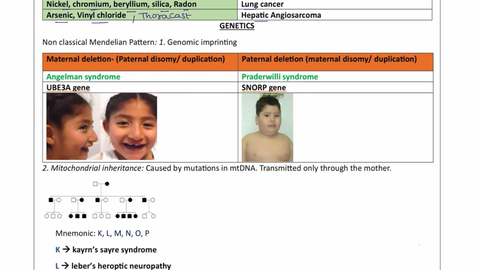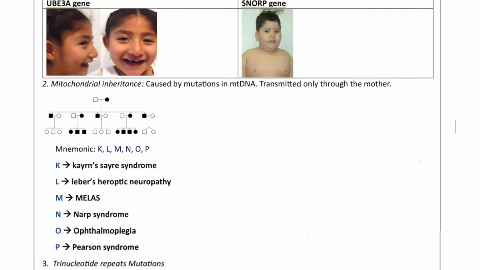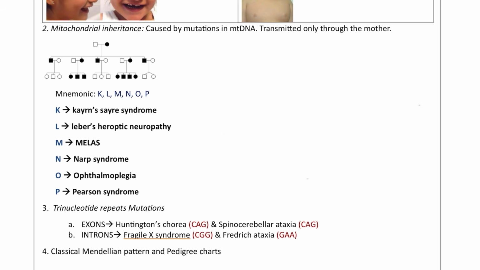Let's see some of the examples for genetics. Prader-Willi syndrome: P for Prader-Willi and P for paternal gene deletion, and maternal is going to be the disomy. Whereas Angelman, A for Angelman and A for maternal deletion, this is going to be the paternal disomy. Next, mitochondrial inheritance. See this pedigree, all the generations are involved, but the disease is coming only from the mother. So the disease is transmitted only from the mother, not from the fathers. The fathers are not transmitting, only the mothers transmit to their children. So that is the mitochondrial type.